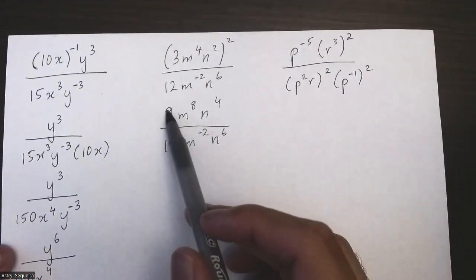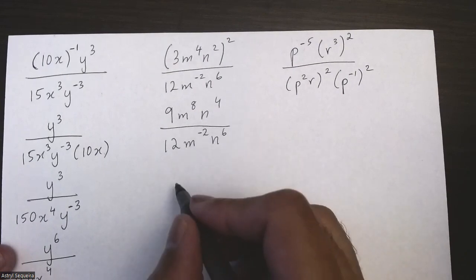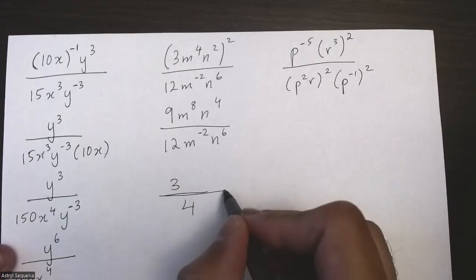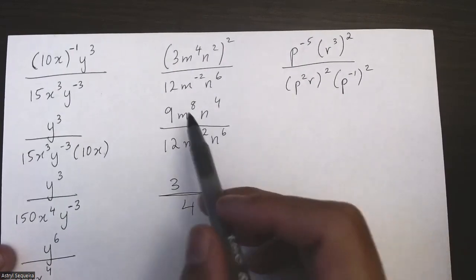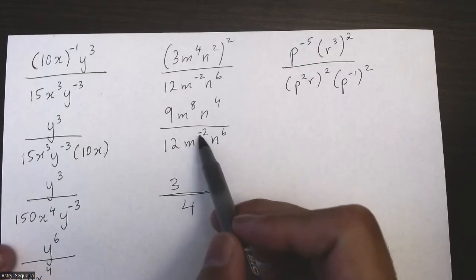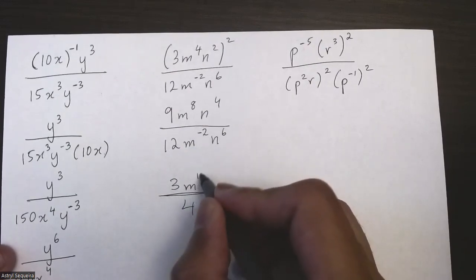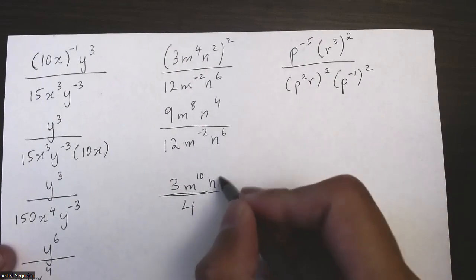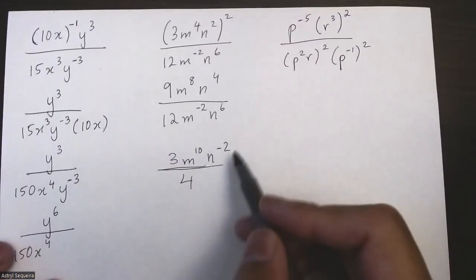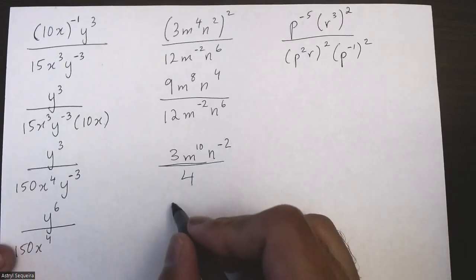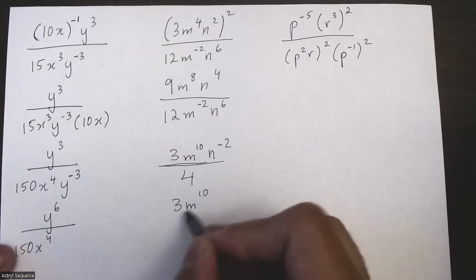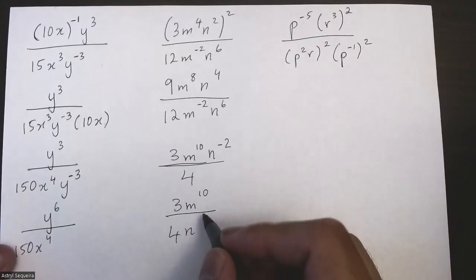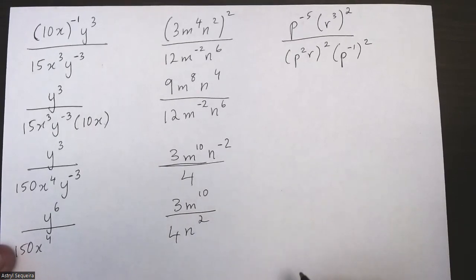Now we can simplify this. So 9 divided by 12 just simplifies to 3 over 4. You divide them both by 3. 8 minus negative 2, that's 8 plus 2, which is 10. And 4 minus 6 is negative 2. And we don't want negative exponents in our final solution. So we're going to move the n to the denominator. So our final solution is 3m to the 10 over 4n squared.